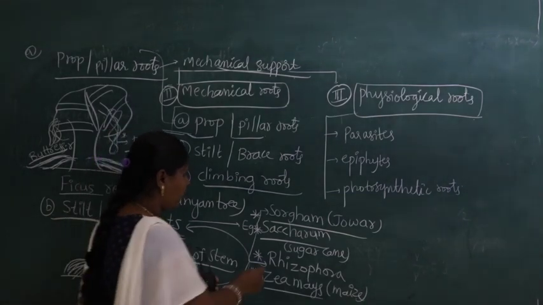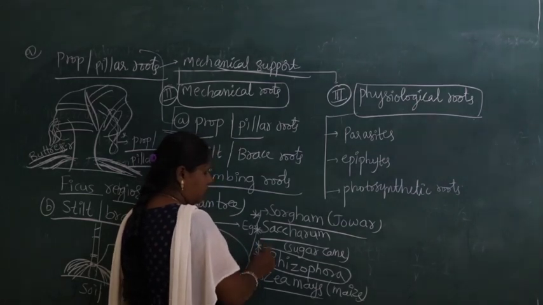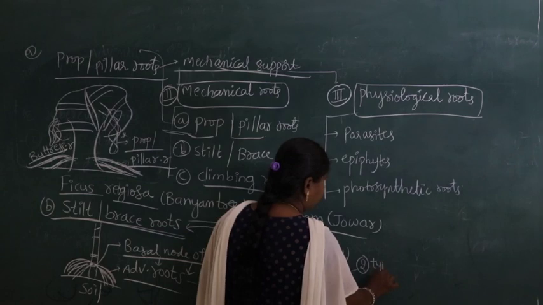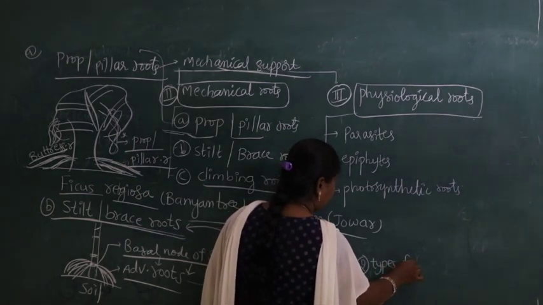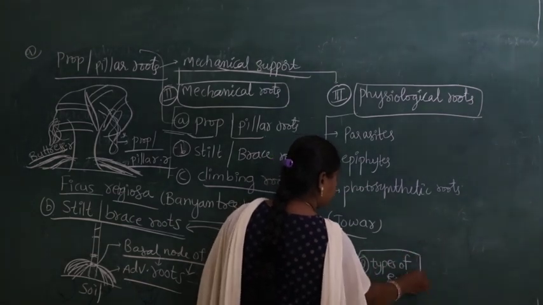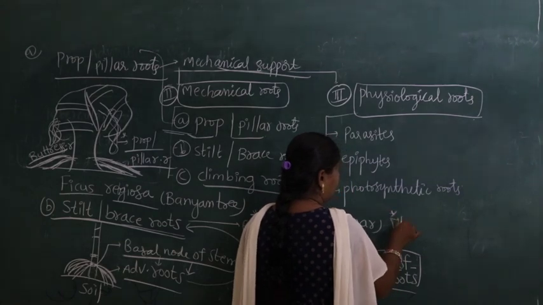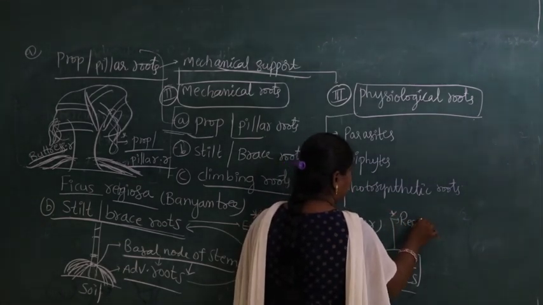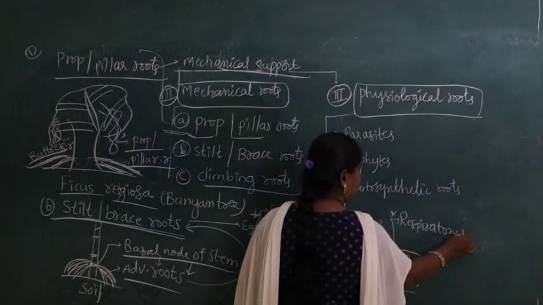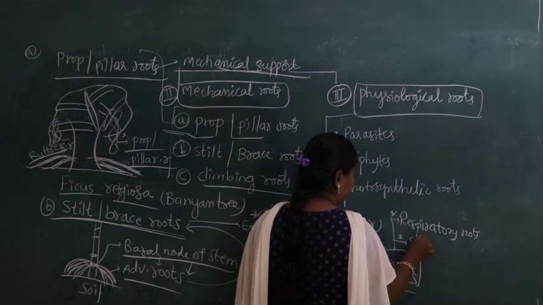Now what is the very important thing we need to talk about Rhizophora? Rhizophora is very important. Rhizophora contains two types of roots. What are the two types of roots here? It contains, no doubt, respiratory roots. Now respiratory root is one type, and what is the other type? Stilt root.